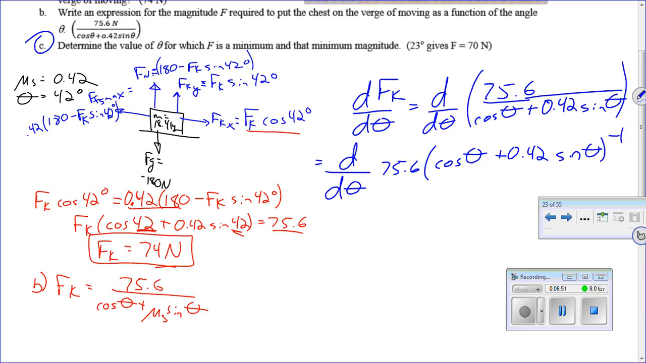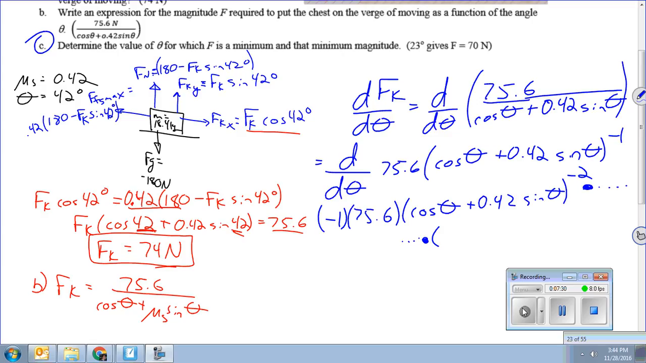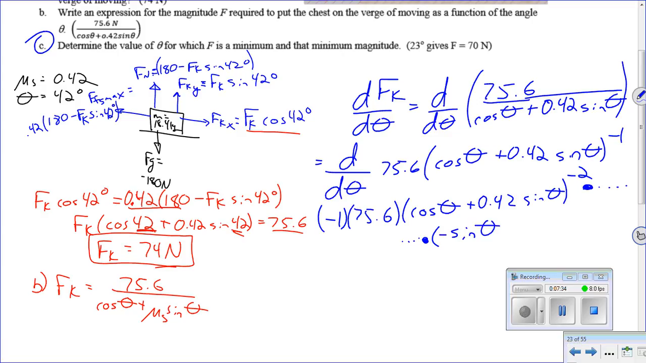So take your derivative. You got to bring the exponent down, so you get negative 1 times 75.6 times the cosine of theta plus 0.42 sine theta to the negative 2, times the derivative of the inside, right? And so the derivative of cosine is negative sine. So you get negative sine theta, plus the derivative of sine is cosine, so 0.42 cosine theta.